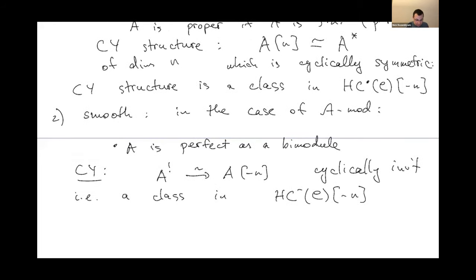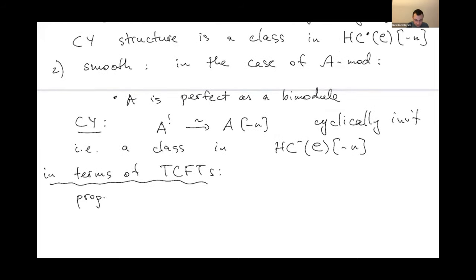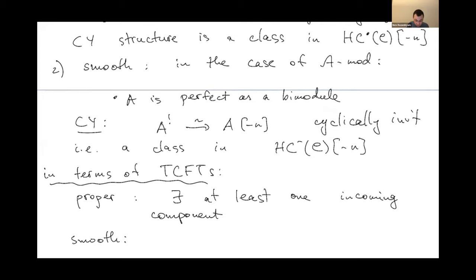So in terms of TQFTs, in terms of TCFT, let me just say what this means. Proper means that there is at least one incoming component. And smooth means that there is at least one outgoing component.